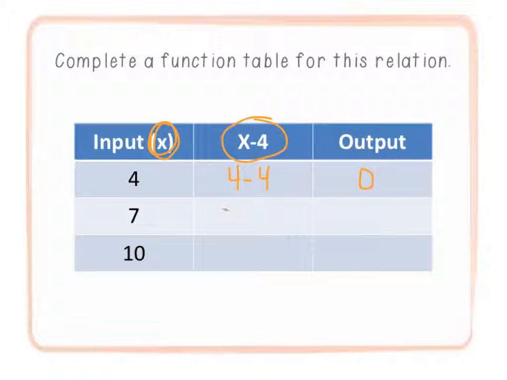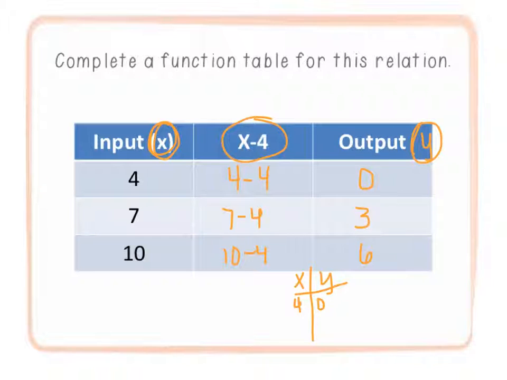Gonna do the next one, 7 minus 4. My output is then 3. 10 minus 4, show my work, and I'm going to get 6. This is my y. So if I was to graph this, I would have 4, 0, 7, 3, and 10, 6.